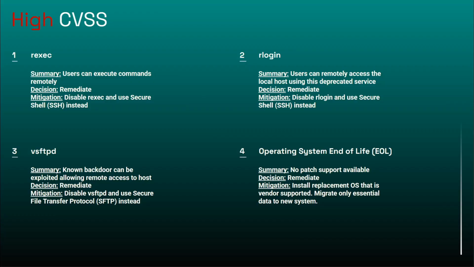Third, VSFTPD, or the Very Secure File Transfer Protocol daemon, is a protocol that enables file transfer between a client and server. This particular version of the service includes a known backdoor that can be exploited to remotely access the host without any access credentials. This vulnerability should be remediated as soon as possible by uninstalling it and using Secure File Transfer Protocol instead. Therefore, a malicious actor would not be able to intercept the communication and read the file's contents without authorization.